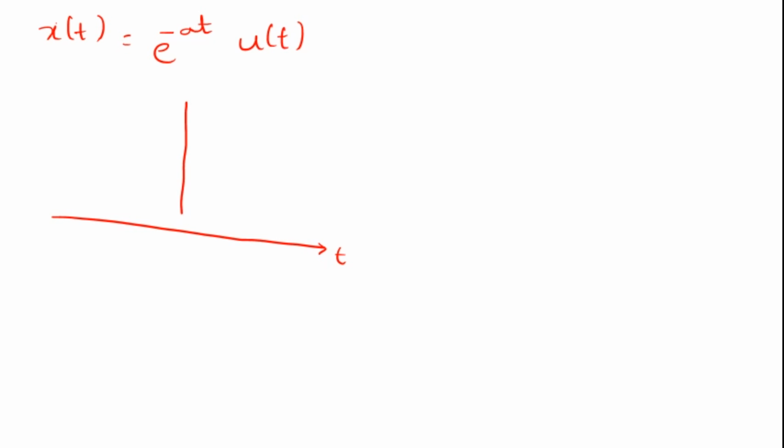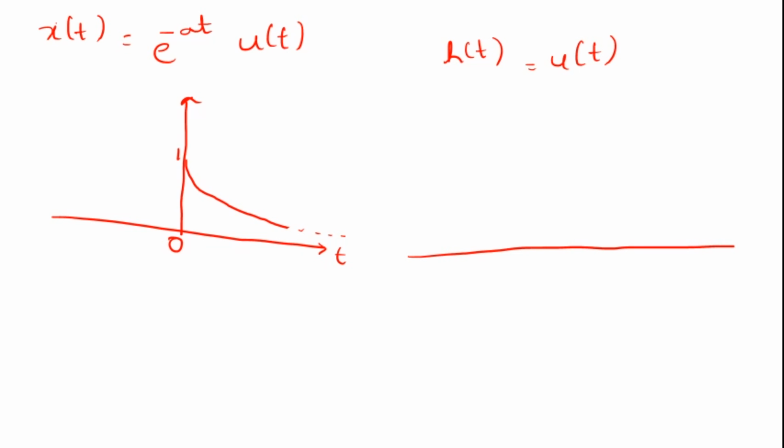Then we have to plot input signal x of t as e power minus at into u of t. Then the graph will be e power minus at. We have to draw exponential signal with amplitude 1. Similarly, it is given h of t is equal to u of t, unit step function. Then the graph will be amplitude is 1.